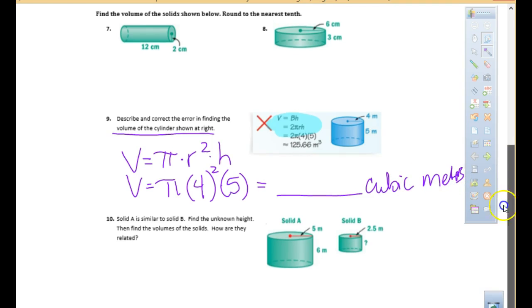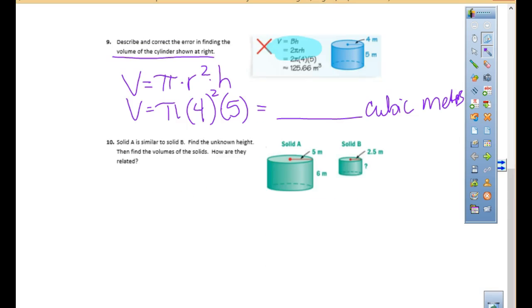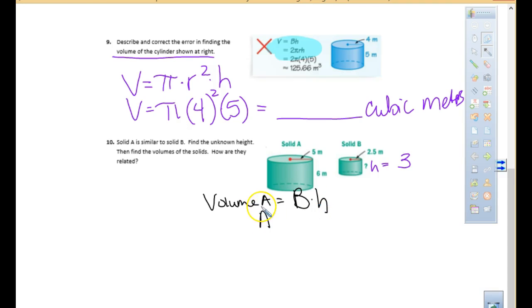If I look at question number 10, most of you said, if this is 5 and 2.5, 6, what is our height here? 3. You need to find 2 volumes. You can't just say that one is 2 times bigger or 4 times bigger. You need to tell me the volume of A. When you turn this into me, volume of A, capital B times H. Volume equals, we are going to put down, as we write that each time, pi, radius squared height. You're going to fill in your numbers.